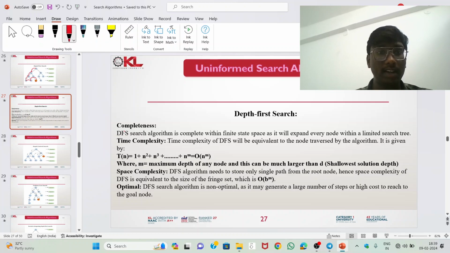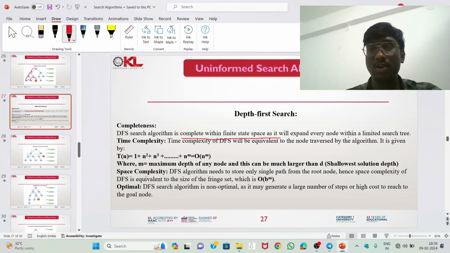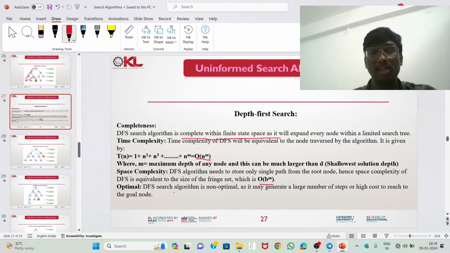Let us discuss the completeness of depth first search. The DFS algorithm is complete within a finite state space as it will expand every node within a limited search tree. Time complexity is O of n power m, where n is the number of nodes and m is the maximum depth of any node. Space complexity is O of b power m. Optimality of DFS: we do not consider it an optimal solution because it may generate a large number of steps or high cost to reach the goal node.